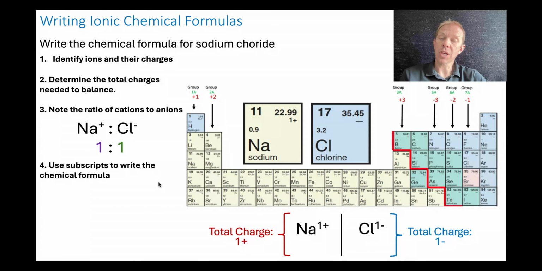Step 4 is just to use subscripts to write the chemical formula. Now, when we do this, the ratio that we previously determined in step number 3, those become our subscripts for the chemical formula. This subscript of 1 tells us there's just 1 sodium ion in the compound. The same goes for the chlorine. There's just 1 chloride ion in the compound. Okay, now chemists usually do not include subscripts of 1. So to write the chemical formula for sodium chloride, we just simply write NaCl.